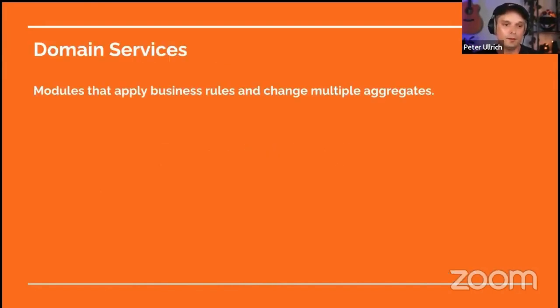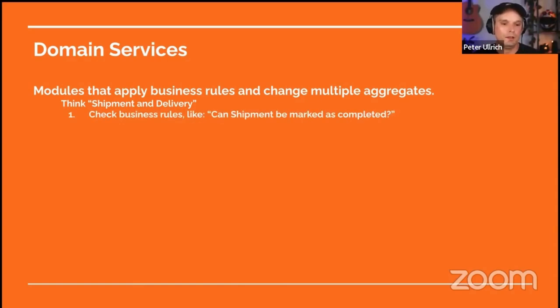That is basically a service or a module that applies business rules that change multiple aggregates. So we have shipment and delivery, for example. If our delivery is completed, then we need to mark our shipment as completed. And we should only change these two together. We should never change only delivery or only the shipment. But they're not in one aggregate. They're two completely different things. So we would use a domain service that then updates these two.